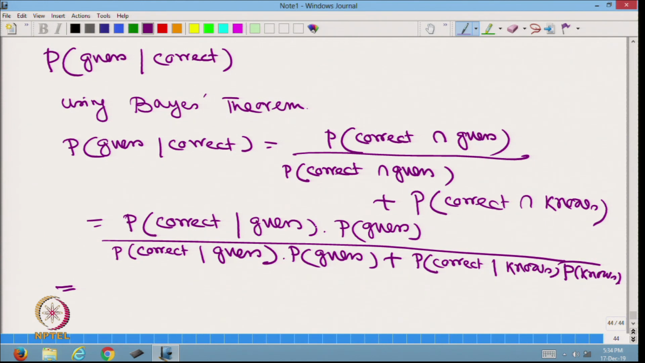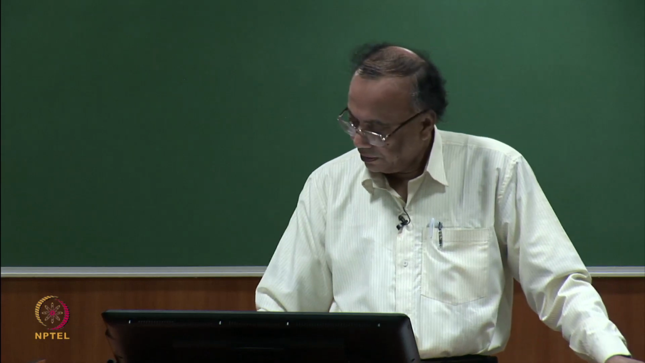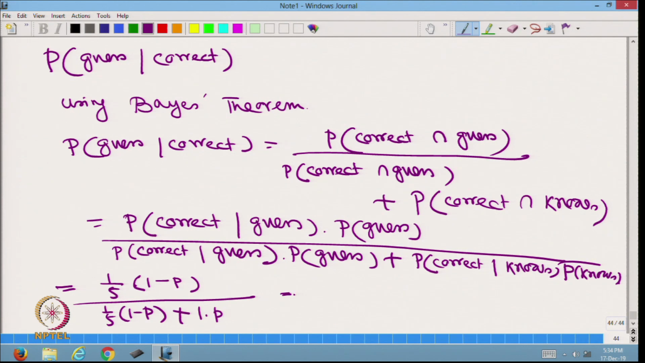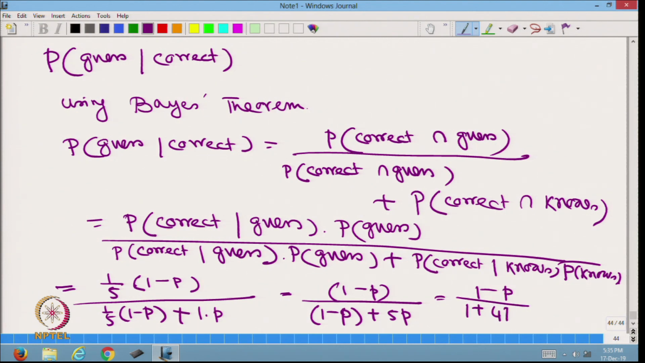If it is random, then probability of correct given guess is 1 by 5 and the probability that he guessed is 1 minus P, divided by the same thing, 1 by 5 into 1 minus P, plus, if he knows the answer then he will answer it correctly, so that probability is 1, times the probability he knows the answer, that is P. Therefore, the answer is 1 minus P upon 1 minus P plus 5P, which is 1 minus P upon 1 plus 4P.